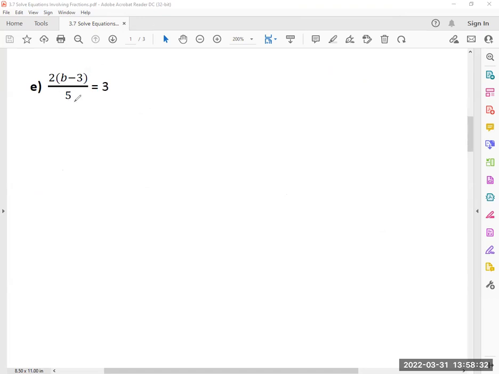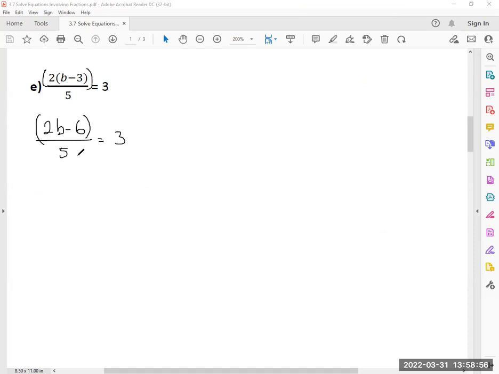Okay. 2b 6. No. Yeah. Okay. You know what? This is Angus's world. I'm going to do distributive property first, and as long as I'm doing distributive property first, it should be okay. 2b minus 6 over 5. Nope. The 2 is part of the numerator. It's just multiplying that bracket.